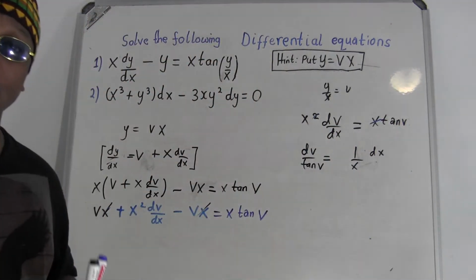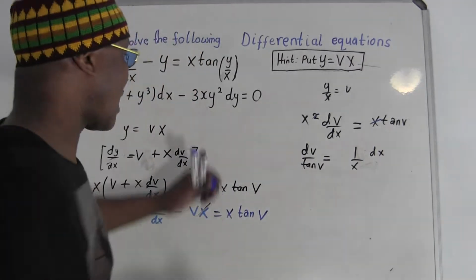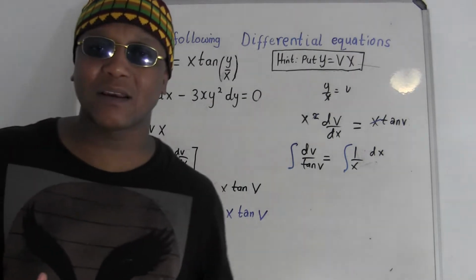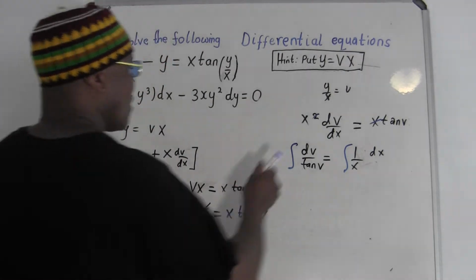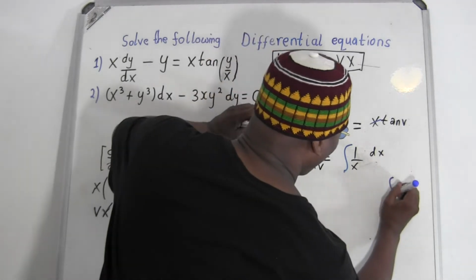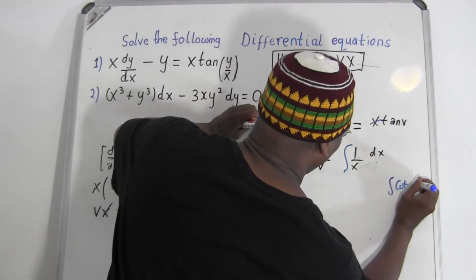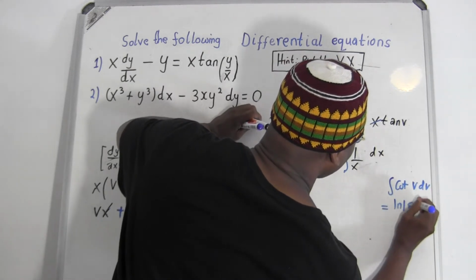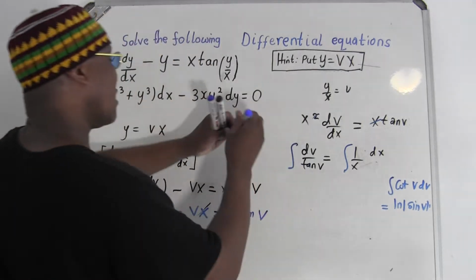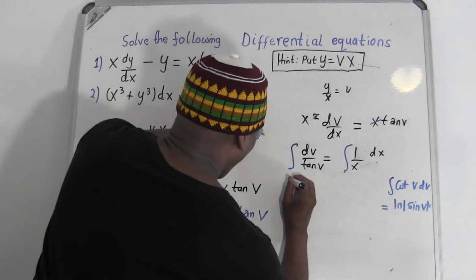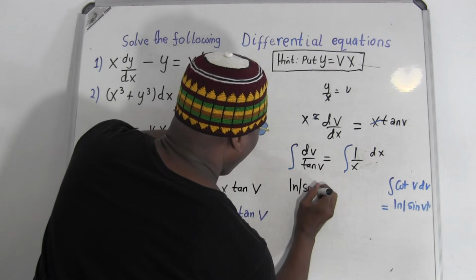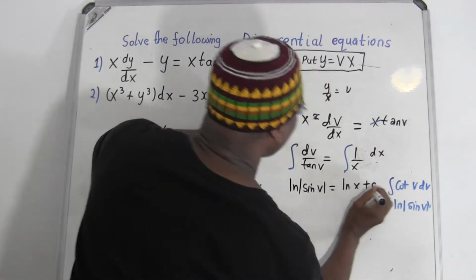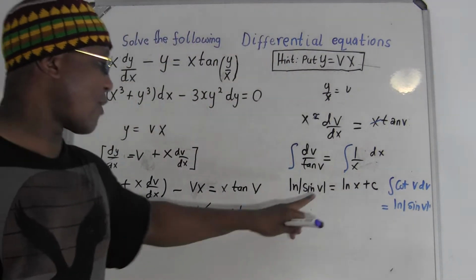Same thing. So what we're going to do right here, we're going to integrate both sides. Okay? So integral and integral. But remember, when you integrate 1 over tan of angle, it's the same as the integral of cot of angle dv. So this is going to give us ln sin v plus constant. So here we're going to get ln sin of v equal to ln of x plus constant.